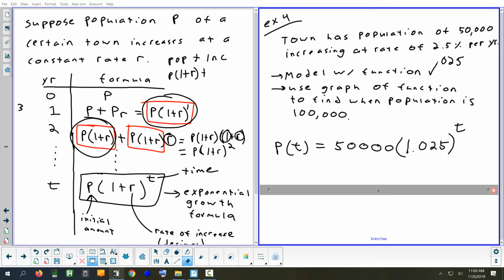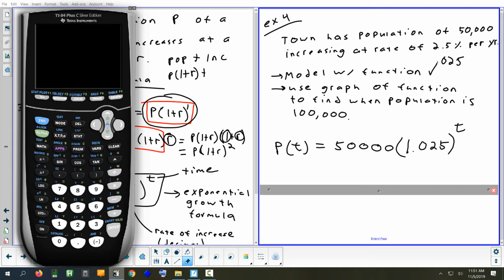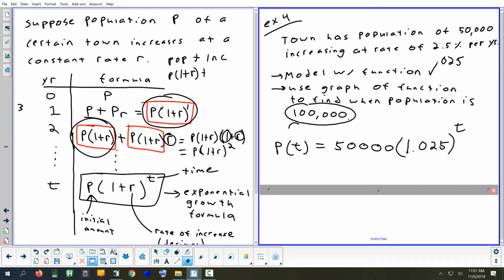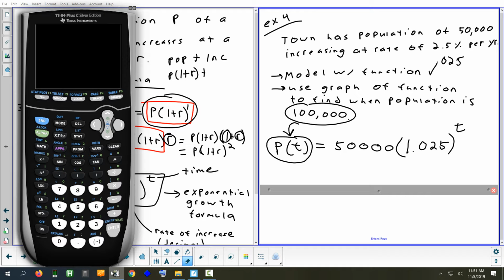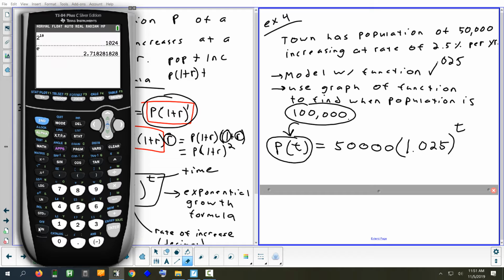Now they want to know when the population hits 100,000. So where would the 100,000 get plugged in? P of t. Replace that with 100,000. Now we're not going to solve it algebraically because we have a variable in the exponent. The only way we can solve variables in the exponent is with a logarithm.